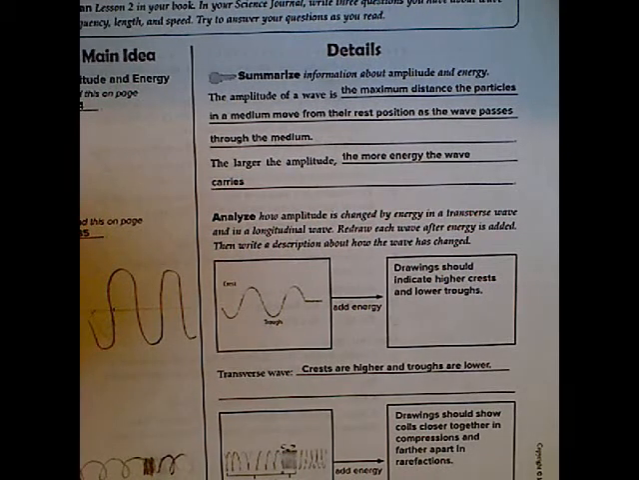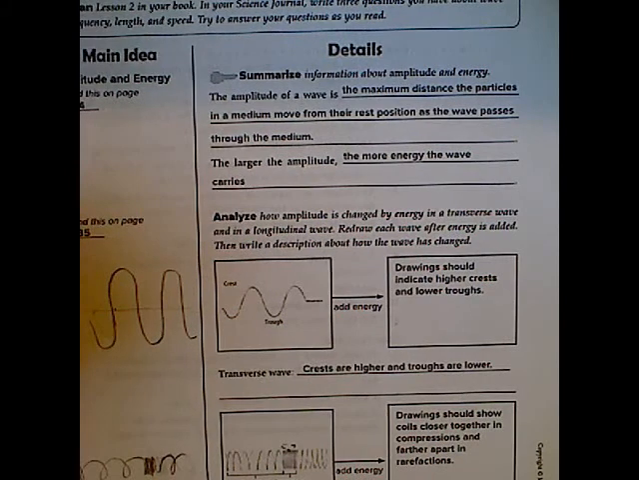Your first question, you were to summarize amplitude and energy. The amplitude of a wave is the maximum distance the particles in a medium move from their rest position as the wave passes through the medium. The larger the amplitude, the more energy the wave carries.